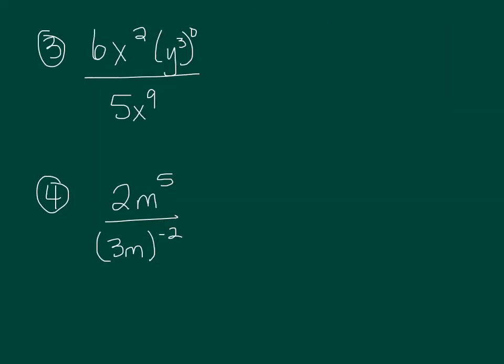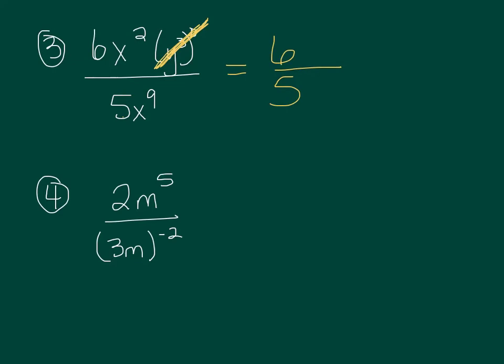2 more. Again, outside exponents. This outside exponent is a 0, so I know this whole thing is a 1. Okay. So now I have no outside exponents. I have 6 over 5, which cannot be simplified, so it's going to stay 6 over 5.